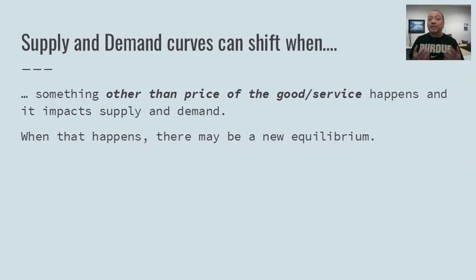The supply and demand curves can shift when something other than the price of the good or service happens and it impacts supply and demand. When that happens, there may be a new equilibrium price level. We've just looked at a shift in demand. Let's now look at a shift in supply.